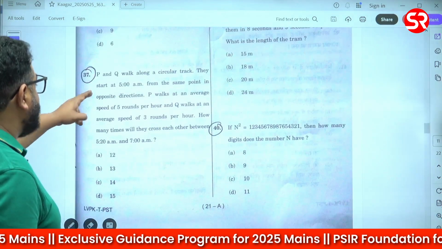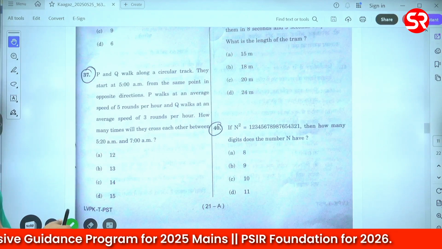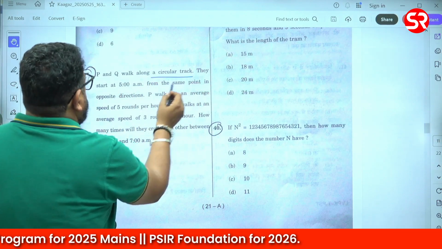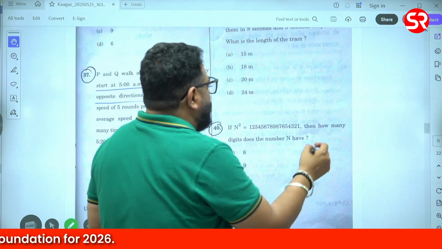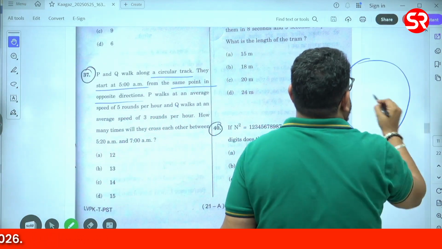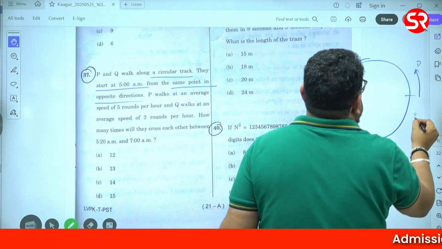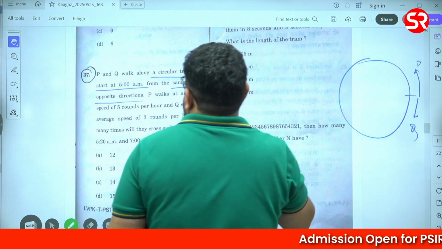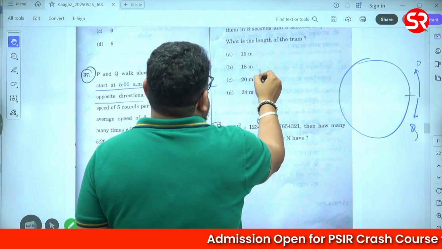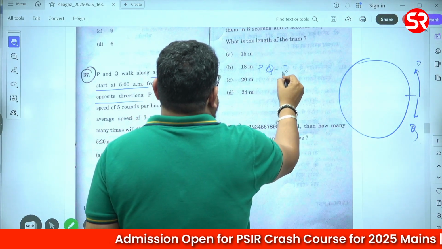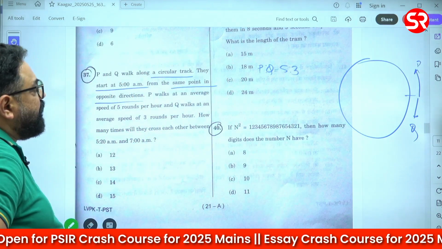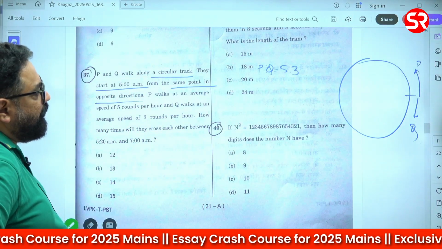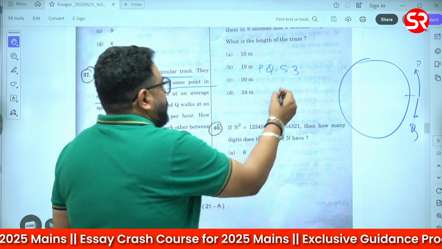Again, this is a very important question. He says P and Q walk on a circular track. They start at 5 a.m. from the same point in the opposite direction. I have done these kinds of questions in the classroom. So the ratio of their speeds, P is to Q. One is covering 5, the other is covering 1. So this is equal to the ratio of the speeds.